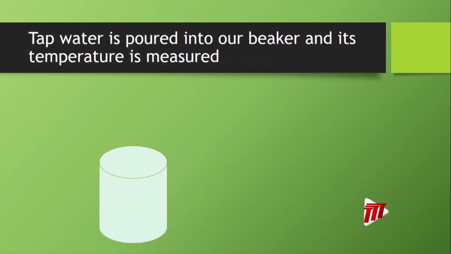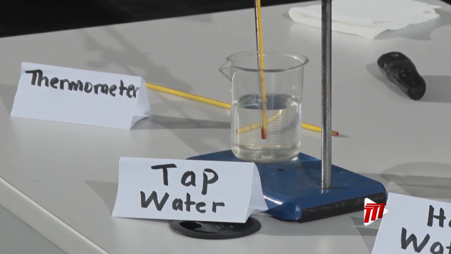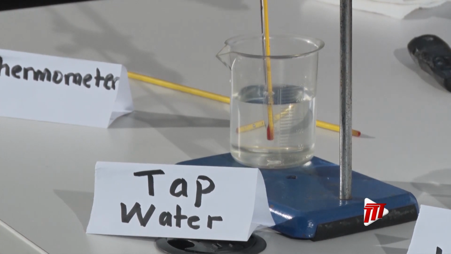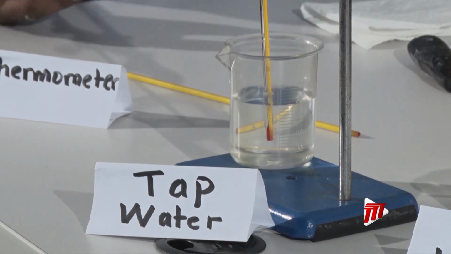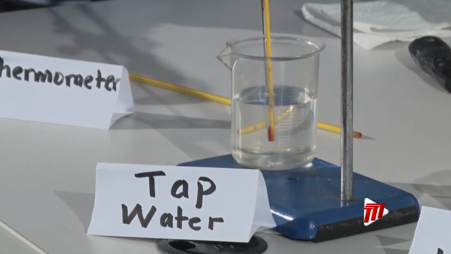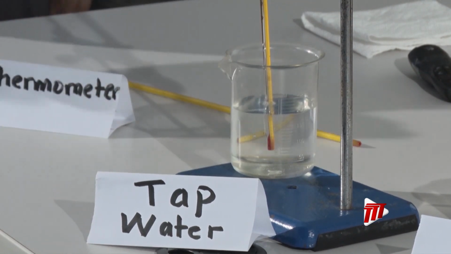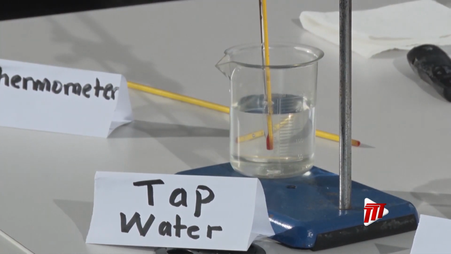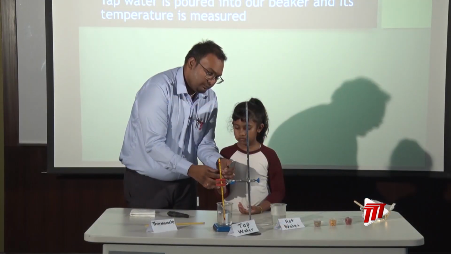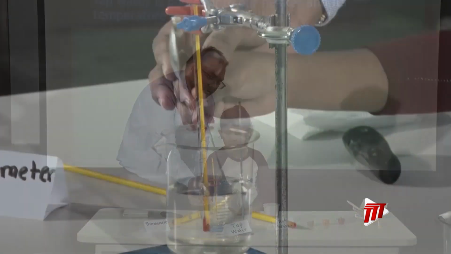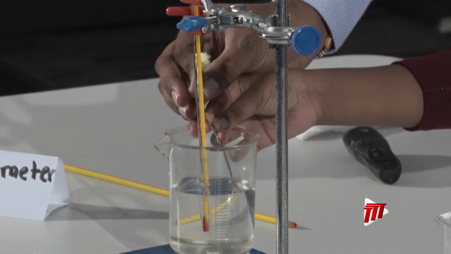And tap water. Here we already have the tap water poured, and because it's there with the retort stand measuring the temperature, we would actually get the temperature of the tap water. So we read the bottom of the meniscus, which gives us, at eye level, 22 degrees Celsius. So what we do now, hold it like this, and we just place it carefully inside.